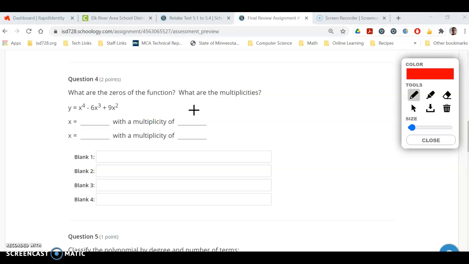All right, this is the finals review, assignment number 1, question 4. What are the zeros? So just remember that means when is this equal to 0? And then what are multiplicities? So there should be 4 answers total, right?